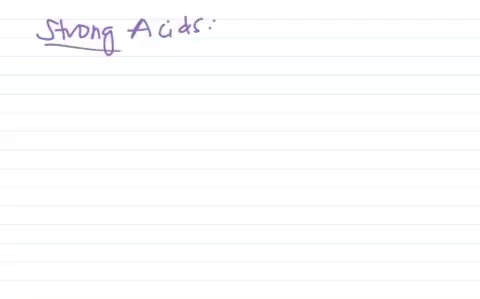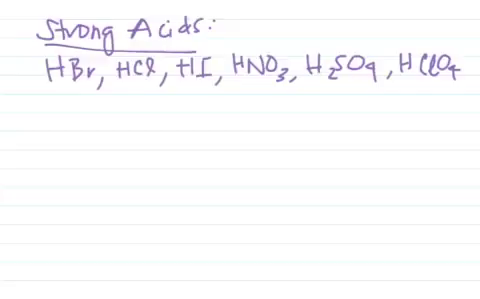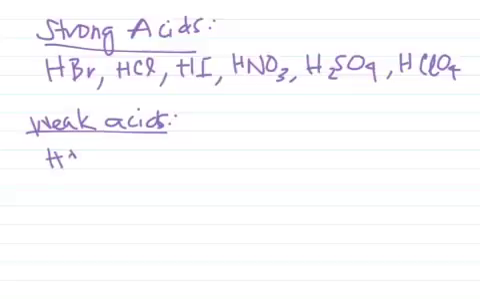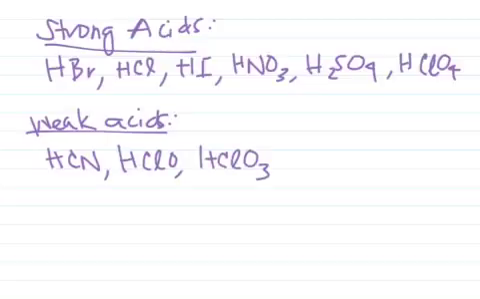So just to remember, our strong acids are bromic acid, chloric acid, iodic acid, nitric acid, sulfuric acid, and hydrogen perchlorate. Now for our weak acids, just the ones you've seen so far, and you just might want to put in the back of your mind, is HCN, HClO, and HClO3. Now let's talk about some organics that are weak acids.